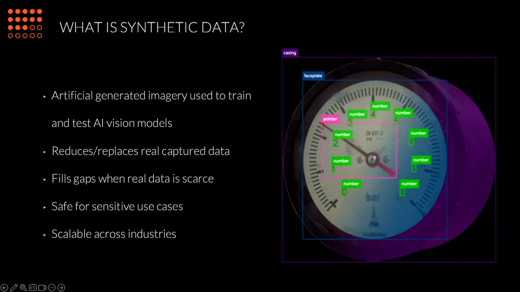Synthetic data is a pretty broad term that gets thrown around a lot in different contexts. This could be things like text data, tabular data, sometimes audio information. For the context in which I'm speaking about it today, synthetic data is artificially generated imagery that is used to train and evaluate AI vision models. It can reduce or even replace the need for real captured data, especially in cases where that data is difficult to collect, costly, or may contain sensitive information that's not fit to be used for training ML models.